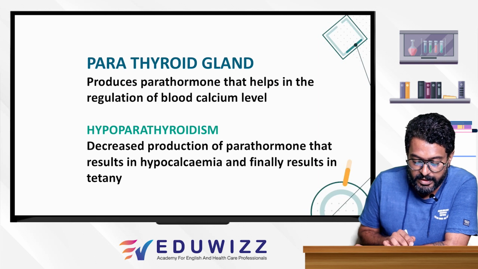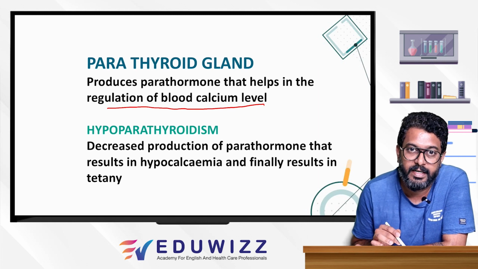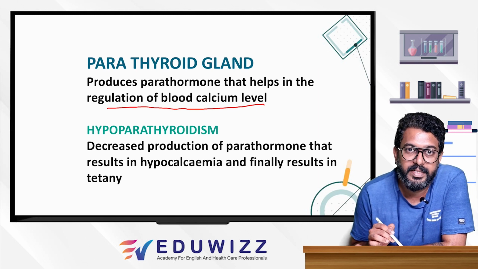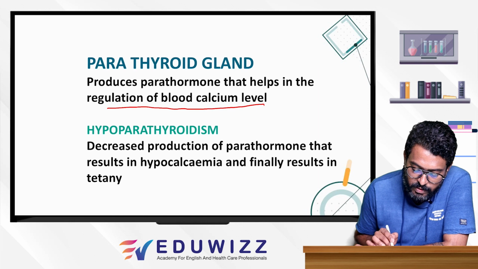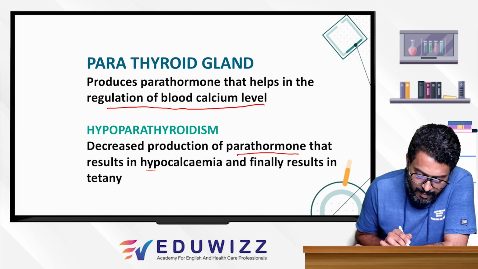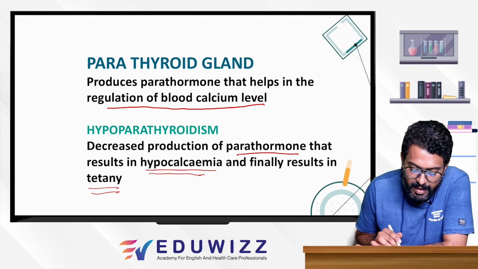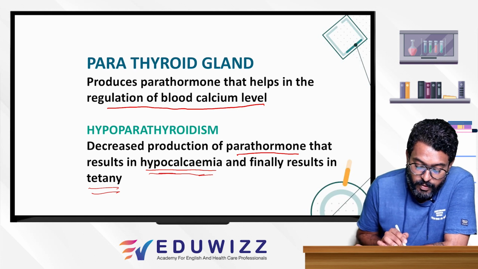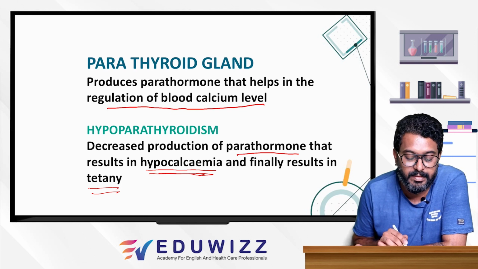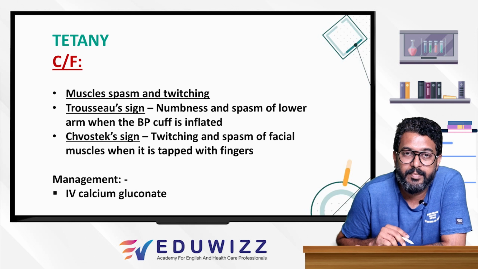So their important function is regulation of blood calcium level. So if damage happens to the parathyroid gland, the blood calcium level will be decreased. Hypoparathyroidism is decreased production of parathyroid hormone that results in hypocalcemia and finally results in tetany. So these are the things which happen if any damage occurs to the parathyroid gland. Hypocalcemia is decreased level of calcium in the blood, and tetany means smooth muscle spasm due to hypocalcemia.